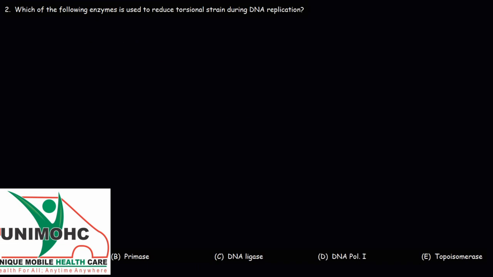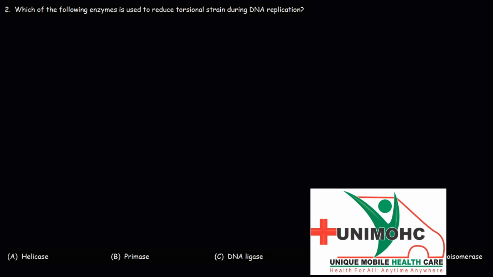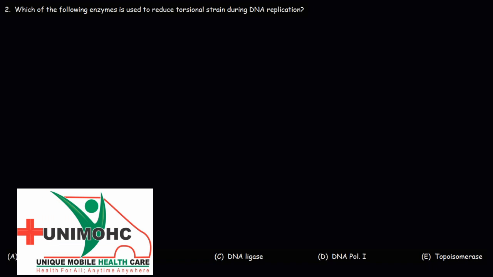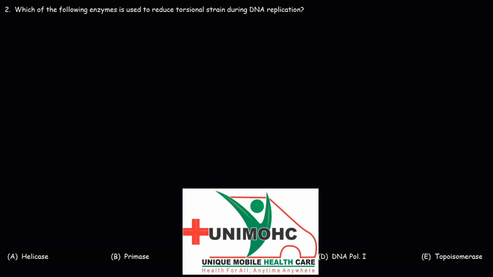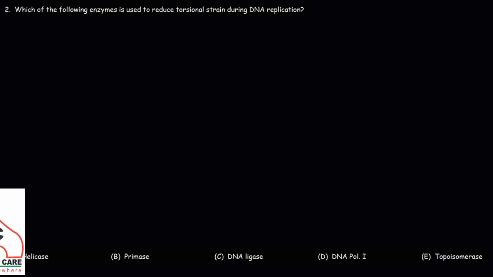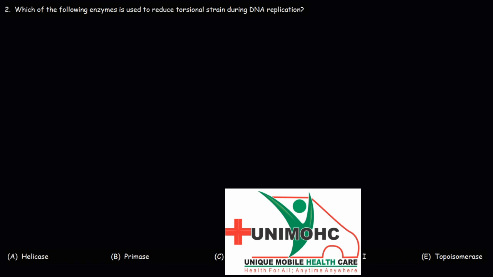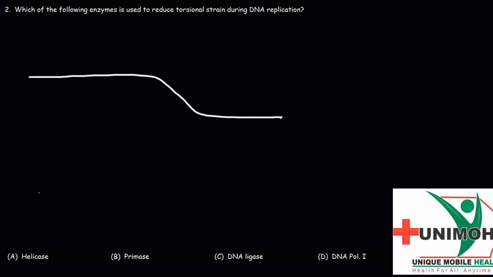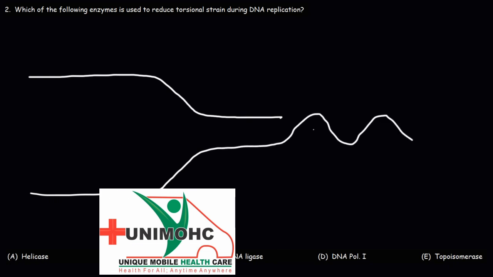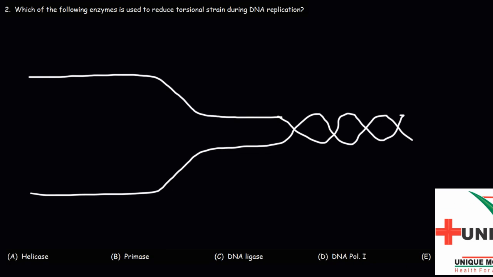Number 2, which of the following enzymes is used to reduce torsional strain during DNA replication? Is it helicase, primase, DNA ligase, DNA polymerase 1, or topoisomerase? What would you say? Feel free to pause the video to work on it.